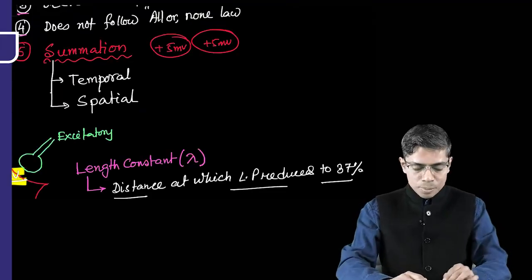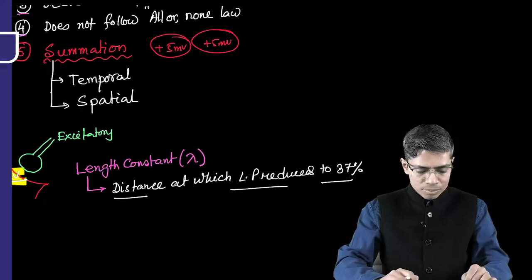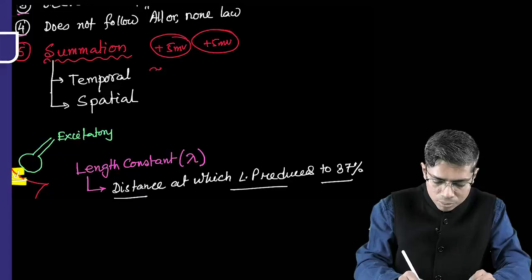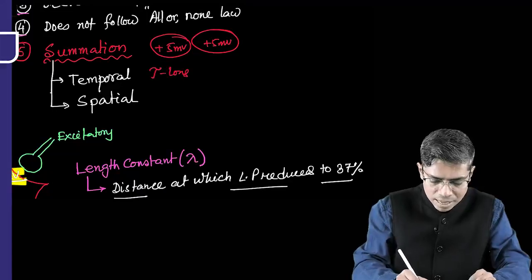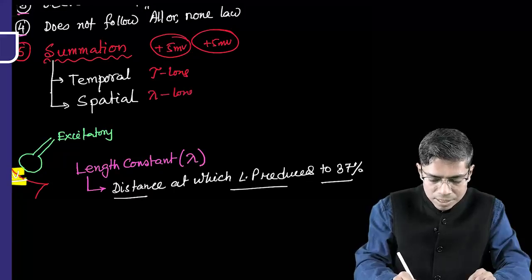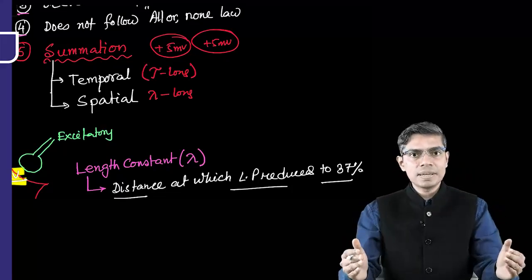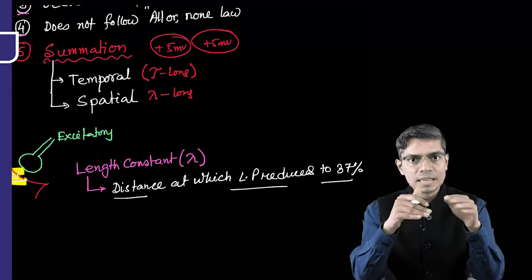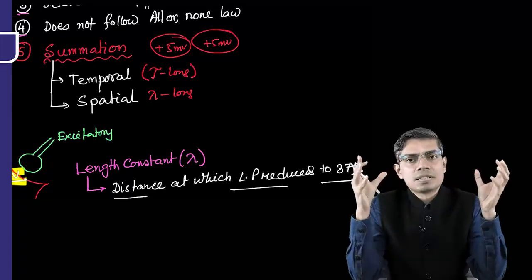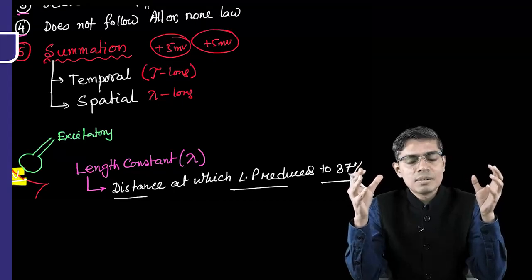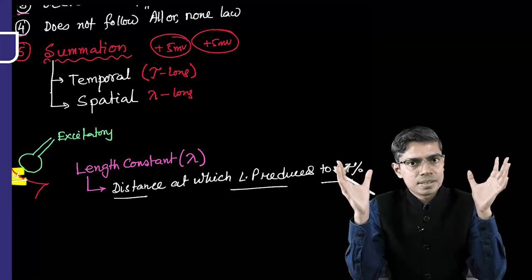So if I go to the bottom line here, for temporal summation I require tau, which should be very, very long, and for spatial summation I require lambda, which should be very, very long. Temporal summation means summation over time, and the stimulation is in the same area, and spatial summation means summation from two different spaces. That is the meaning of spatial summation.